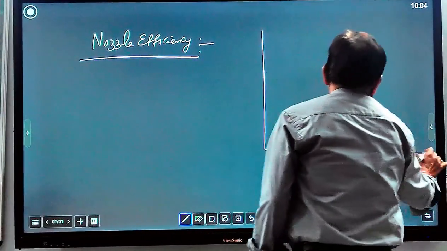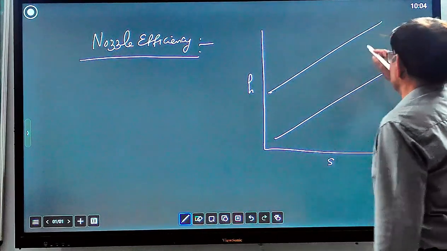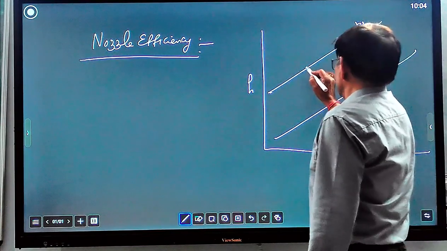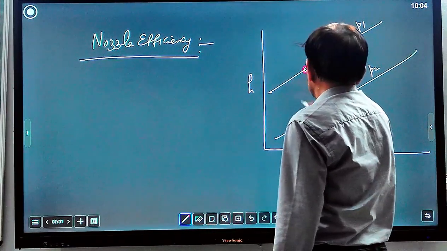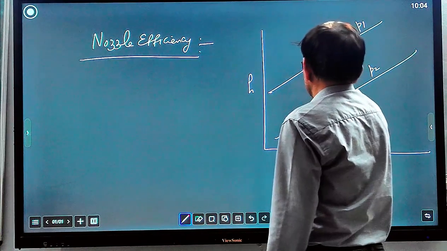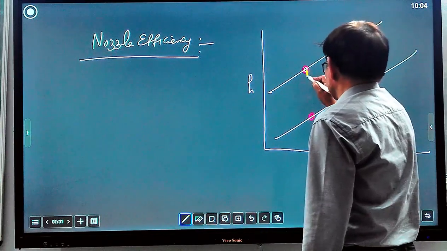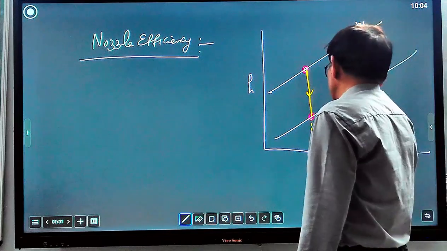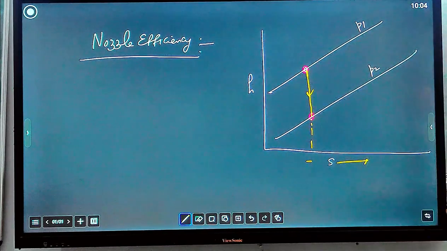Drawing an enthalpy and entropy diagram, H and S, taking pressure lines, here pressure P1 and here pressure P2. Suppose this is the starting point, and this is isentropic expansion. This is the ideal isentropic expansion in which entropy remains constant. So entropy remains constant during ideal isentropic flow, but this is not the case.